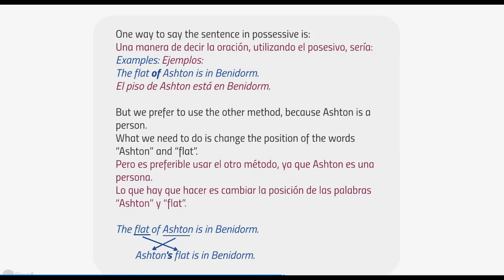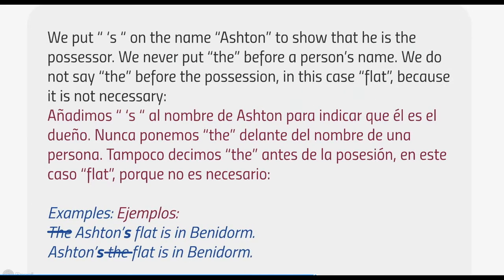What we need to do is change the position of the words Ashton and flat. So, the flat of Ashton is in Benidorm changes to Ashton's flat is in Benidorm. We put apostrophe S on the name Ashton to show that he is the possessor. We never put the before a person's name. We do not say the before the possession, in this case, flat, because it's not necessary. Examples. Ashton's flat is in Benidorm. Ashton's flat is in Benidorm.